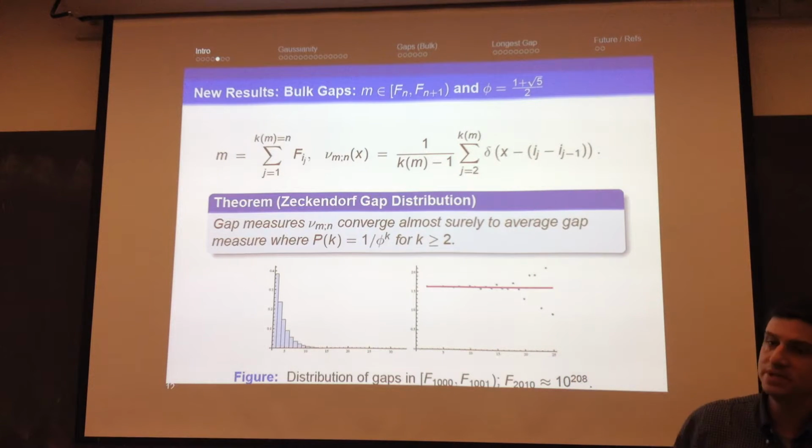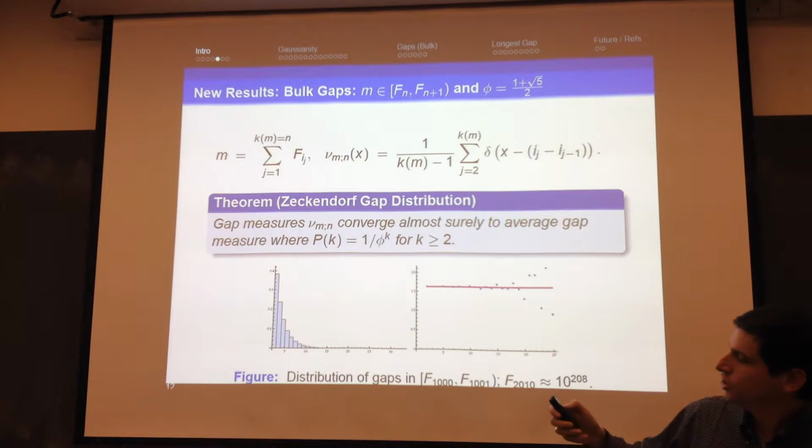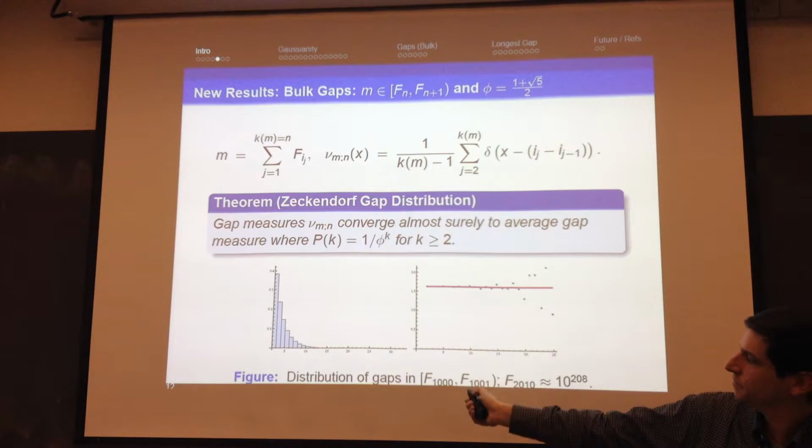We're looking at gaps now between summands. So how long do you have to wait once you have a gap till you have the next one? And there's lots of ways of doing it. So what we can do first is you give me some number m.